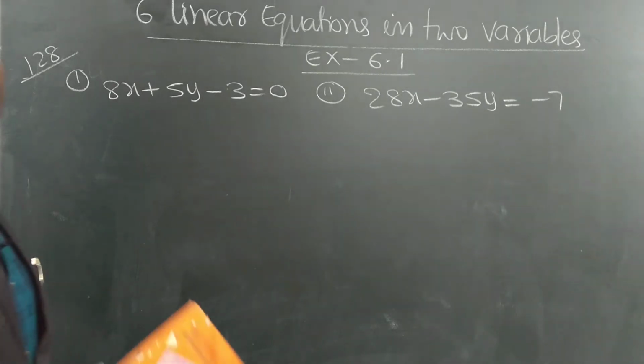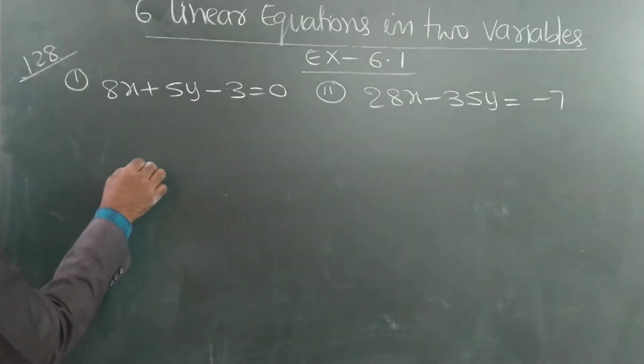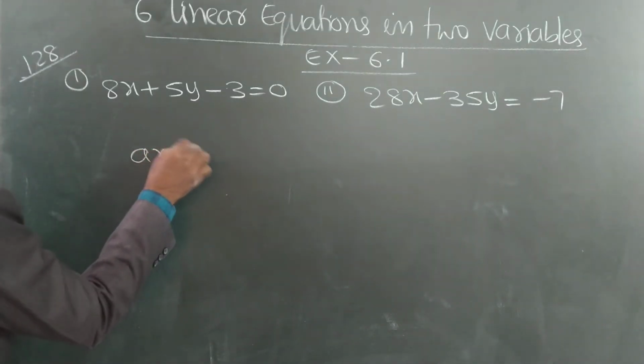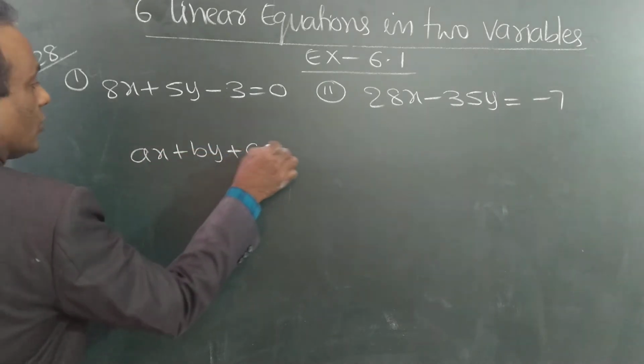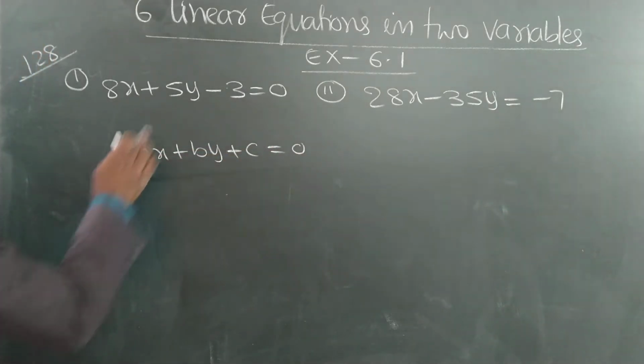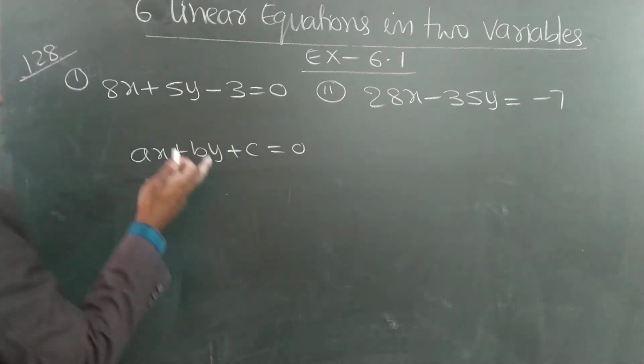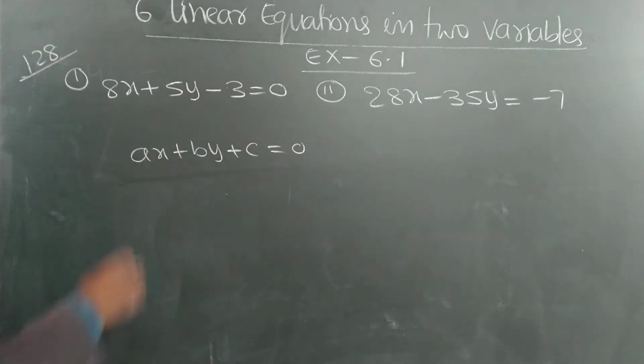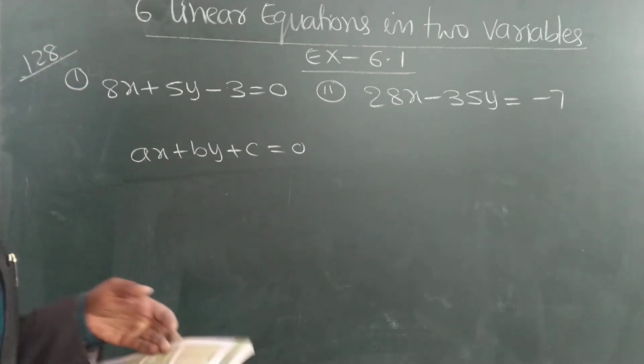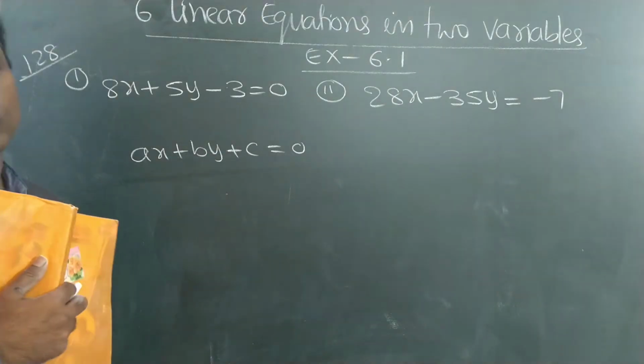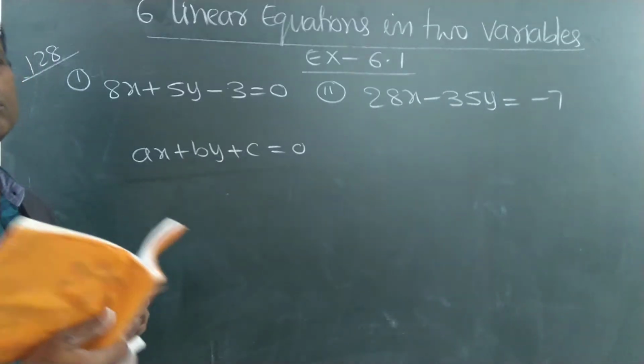So change the given equation in the form of ax plus by plus c is equal to 0. This is the standard form of a linear equation in two variables. So change the given equation into ax plus by plus c is equal to 0 and tell a, b, c values. That is a simple question.